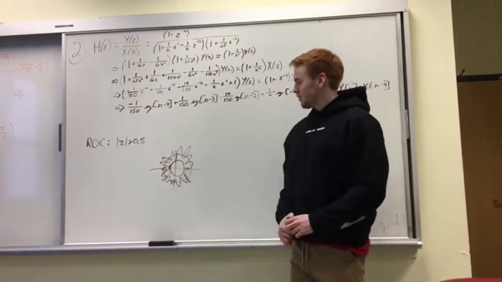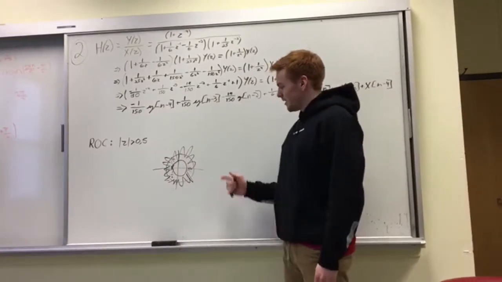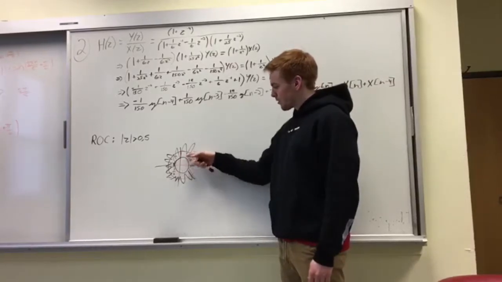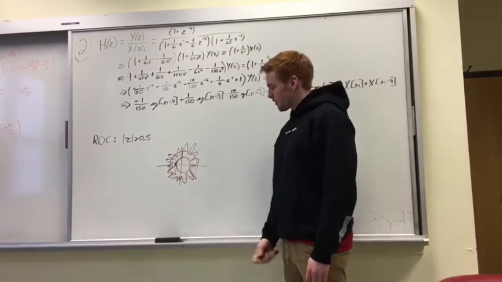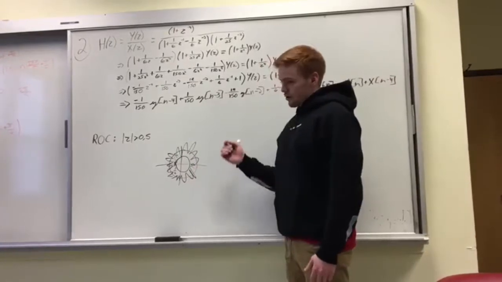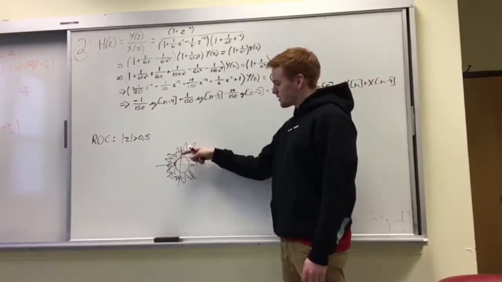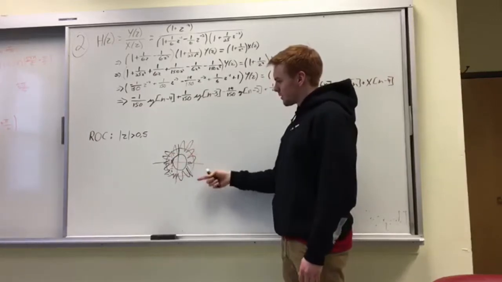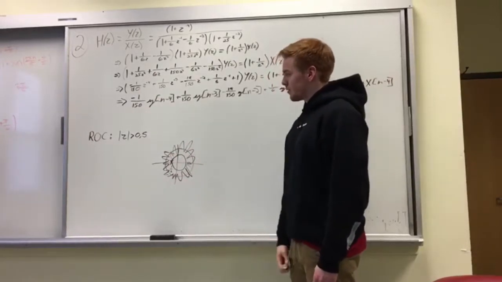In order to be stable, the ROC needs to be outside of the leftmost pole. If we make a circle around the pole at negative 1/2, the leftmost pole, the ROC has to include the unit circle, so that's why the ROC is greater than 0.5.